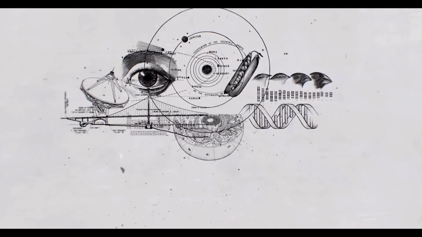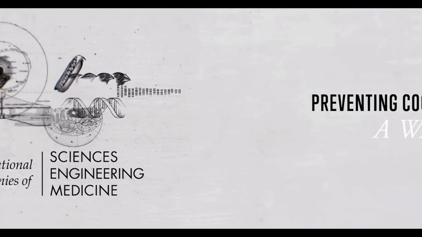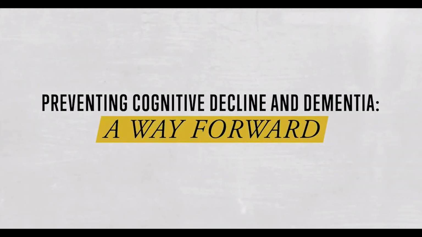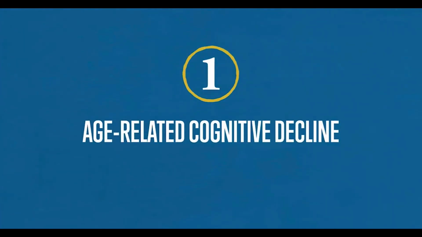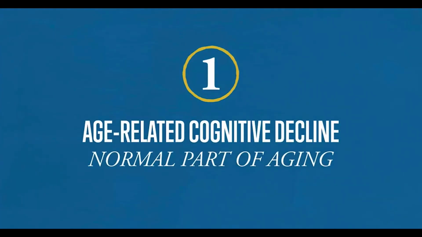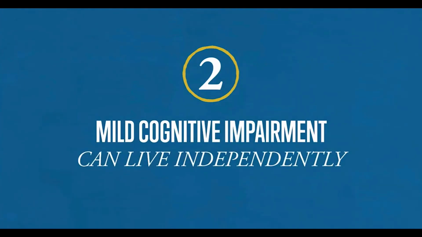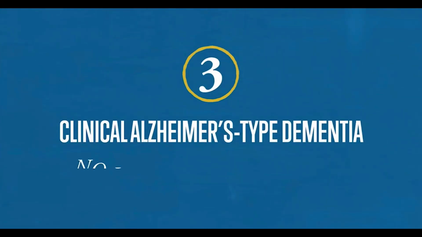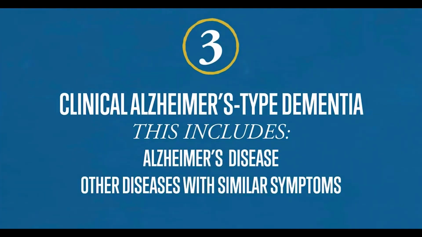The National Institute on Aging at NIH asked the National Academies to convene a committee of experts to evaluate the latest research on how to protect cognitive health. The committee looked at studies on 3 types of conditions: age-related cognitive decline, which can be a normal part of aging; mild cognitive impairment, in which a person shows more notable problems but can adapt and live independently; and clinical Alzheimer's type dementia, in which someone can no longer function independently. This includes Alzheimer's disease, which is the leading cause of dementia, and other diseases with similar symptoms.